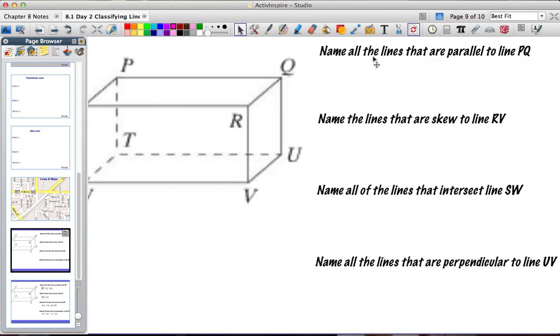There were other questions that asked you to name all the parallel lines, all the skew lines, and so on and so forth. I'd like you to change those questions to these 4 questions, please. So, just like always, take a minute, pause the video, write down the problems, and when you're ready, start the video and we'll get moving.